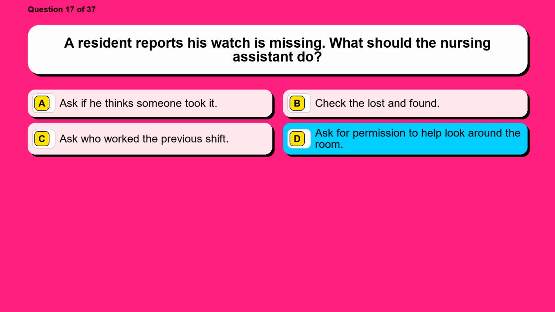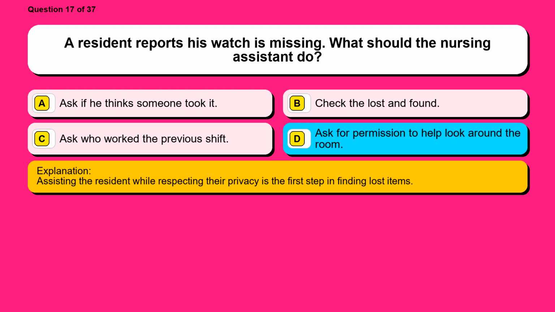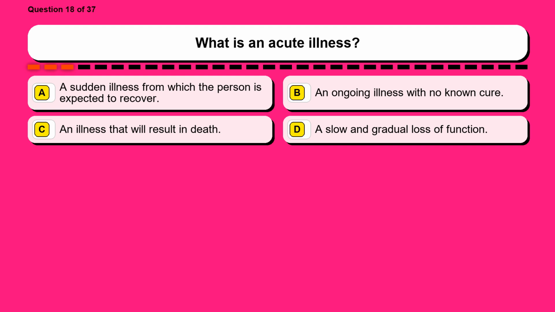The correct answer is option D. Ask for permission to help look around the room. Assisting the resident while respecting their privacy is the first step in finding lost items. Question 18. What is an acute illness? Option A. A sudden illness from which the person is expected to recover.